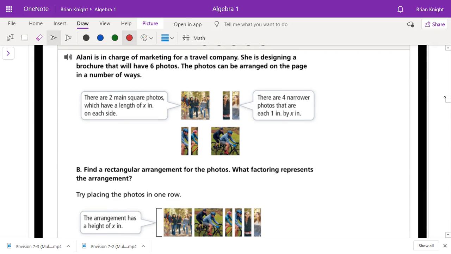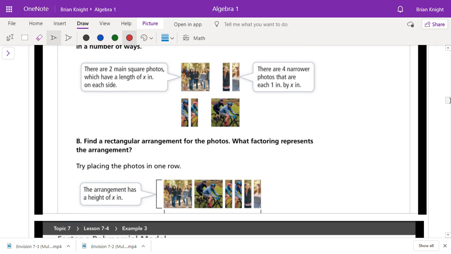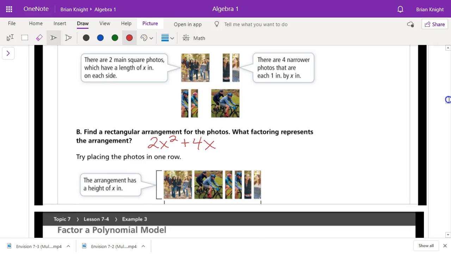So it says find a rectangular arrangement for the photos and what factoring represents the arrangement. So we just talked about it. What was our area? It was 2x squared plus 4x. Is that right? Okay. So it says find a rectangular arrangement for the photos. So they kind of did it for us here.